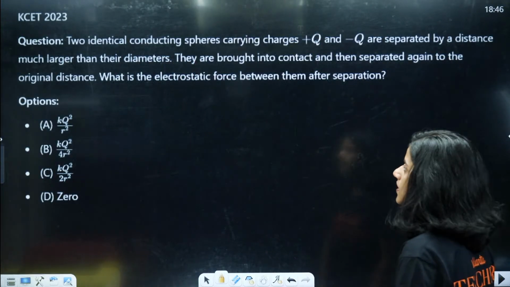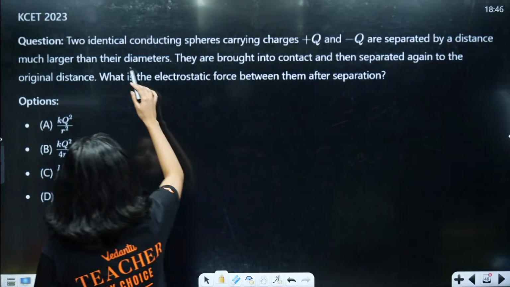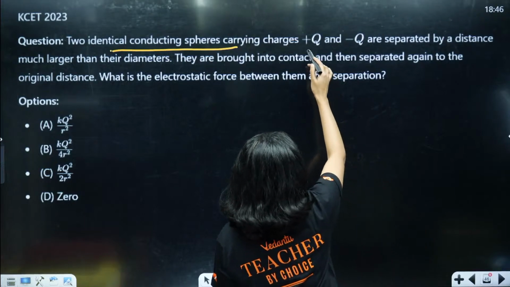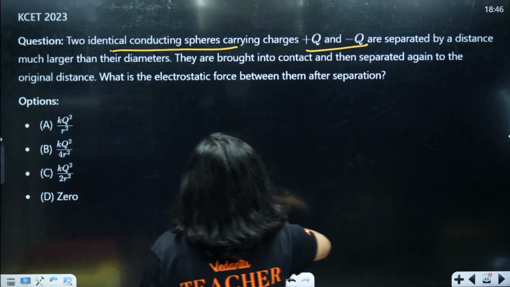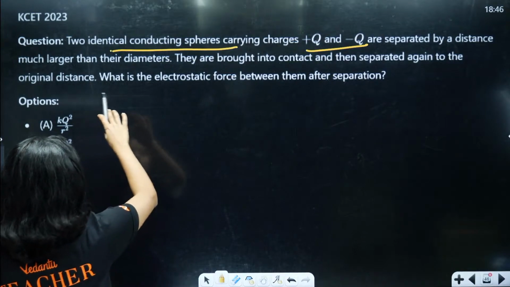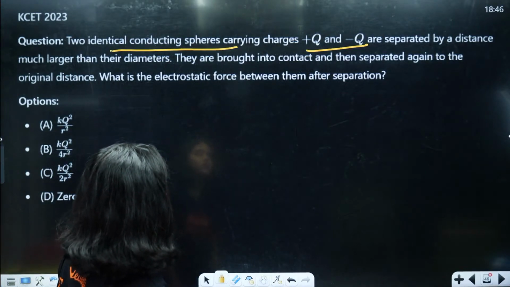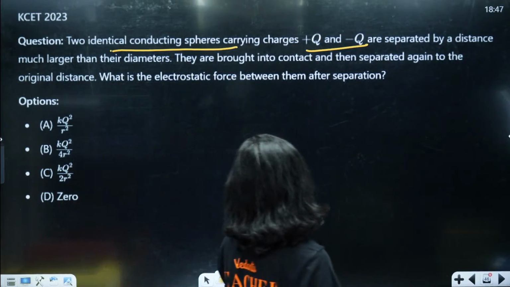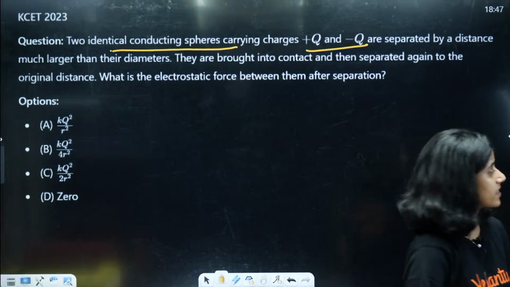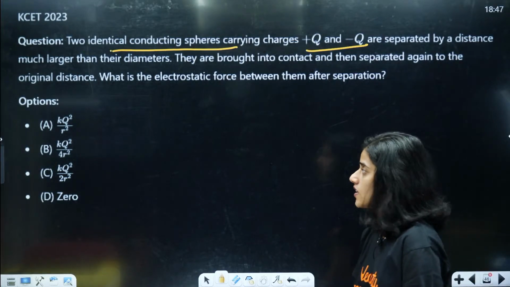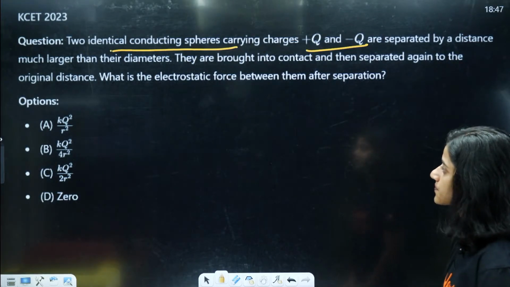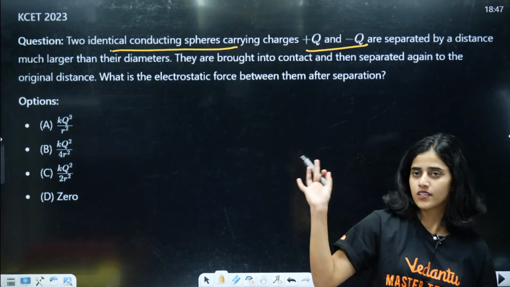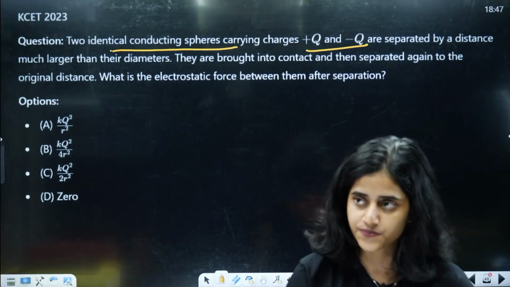Okay, so here you have two conducting spheres of charges plus q and minus q, separated at a distance much larger than their diameters. They are brought into contact and then separated again to the original distance. What is the electrostatic force of separation? Okay, let's see. Anybody has any idea? I'll give you 10 seconds to look at the question and then we will discuss.